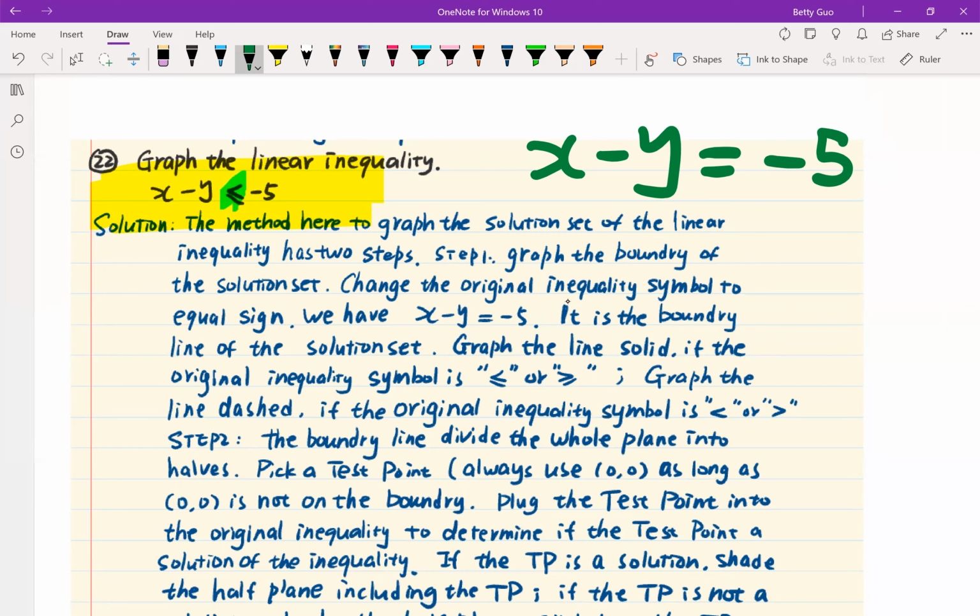Graph this line. You're going to graph the line in solid because the inequality symbol is less than or equal to. So you graph the boundary line as a solid straight line.